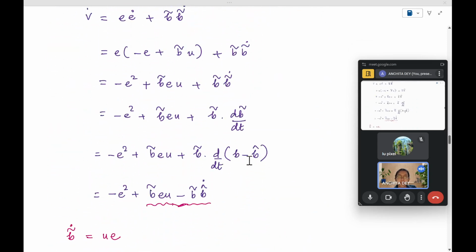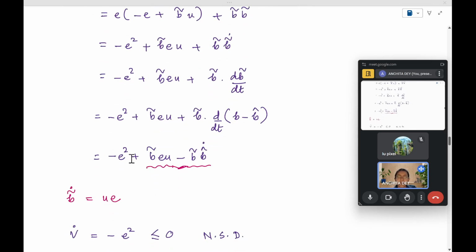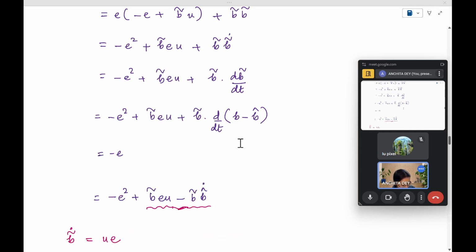So we put b minus b hat here, and then we are left with minus e square plus b tilde u minus b tilde n2. Now this is interesting. If you notice, we have minus e square plus b tilde e u plus b tilde dot. See, db dt would be 0, right? Because b is a constant parameter and it's not varying. And now you have only d b hat dt, right? So this goes to 0, and this is simply equal to your b hat dot.